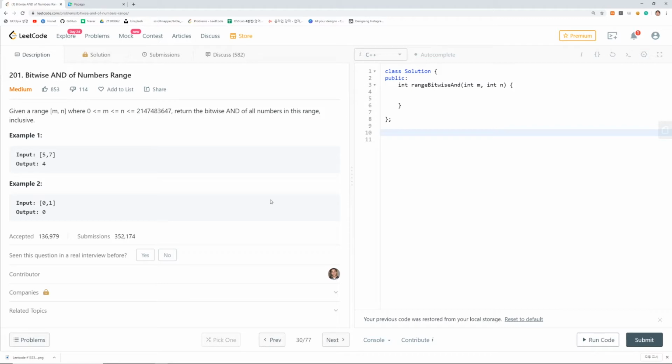I'm going to solve the Bitwise AND of Numbers Range problem, which is number 201 in Leetcode. We're given a range from m to n, where m and n are bigger than 0 and smaller than the maximum value of integer. We have to return the bitwise AND of all numbers in this range, inclusive. So let's see an example.